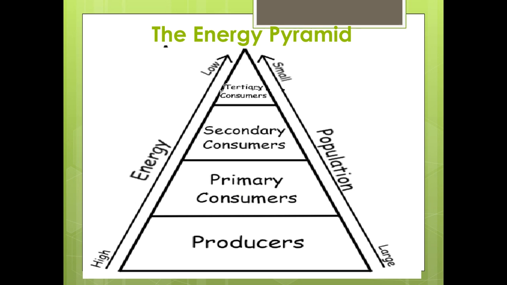This is the energy pyramid for organisms in an ecosystem. We start with producers down at the bottom, then primary consumers, then secondary consumers, and up at the top we have tertiary consumers. Now, this pyramid can go up even further beyond tertiary consumers. You can have organisms that are considered to be the fourth consumer, which is quaternary consumer, and so on. But this pyramid gives us the basic idea. You can see on the left-hand side, it's showing how energy is going from high to low, and on the right-hand side, it's showing the population from large to small.